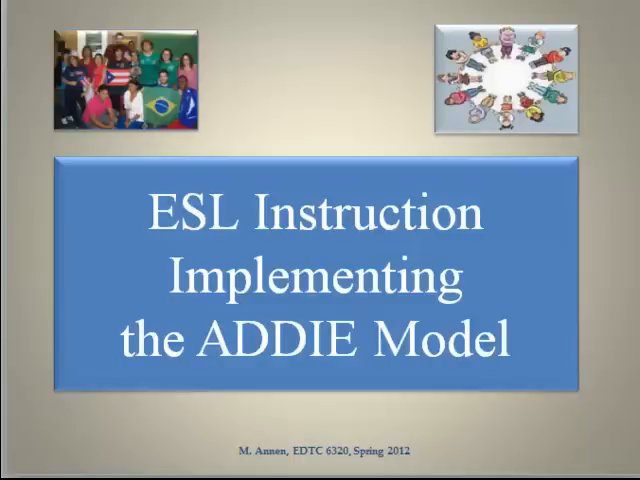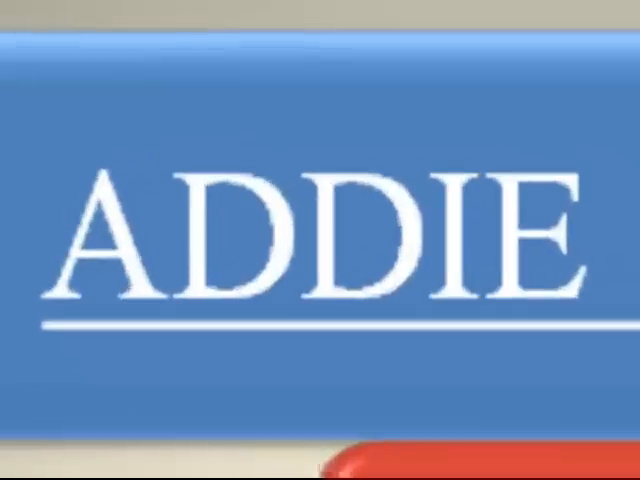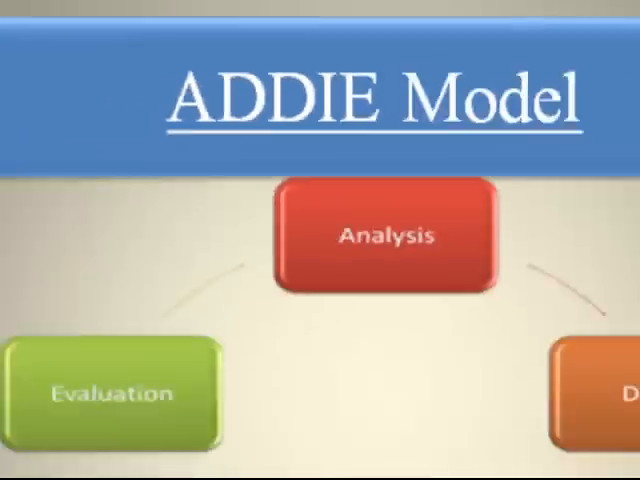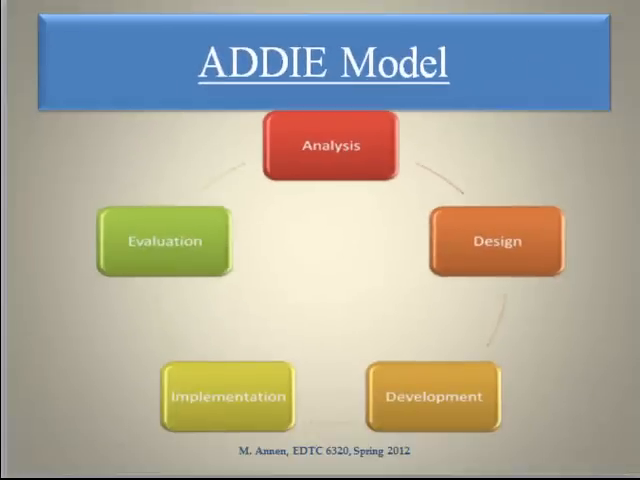The ADDIE Instructional Design model provides a step-by-step process that helps instructors, instructional designers, and training specialists plan and create instructional programs. This presentation will cover English as a second language instruction and learning within instructional design. The ADDIE model revolves around the 5 components: analysis, design, development, implementation, and evaluation.